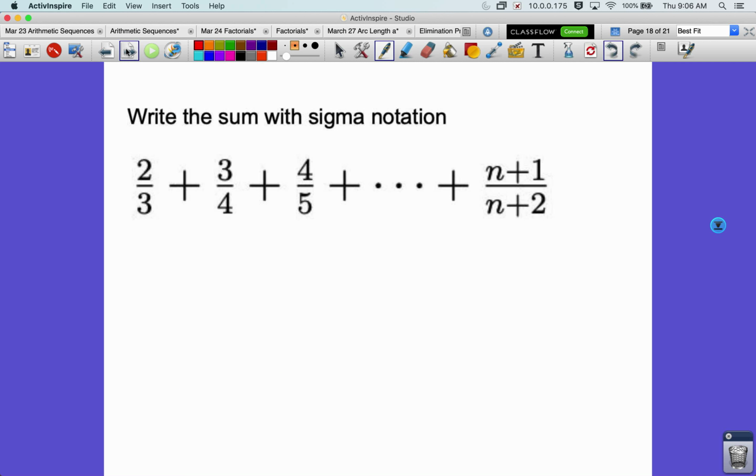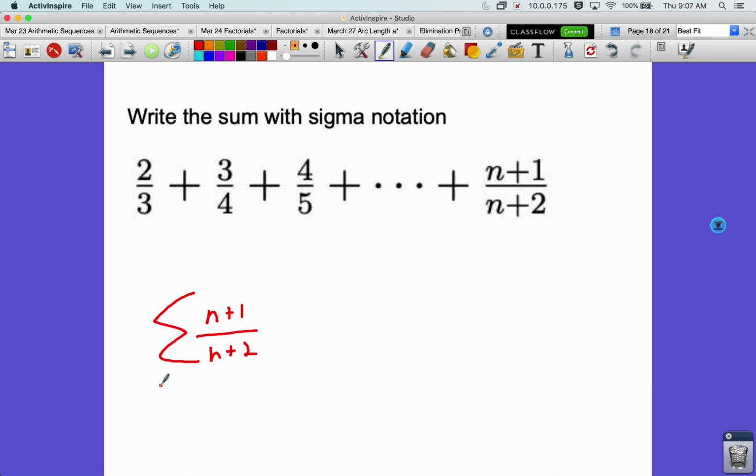So yeah, here's another one. Give you a second to copy it down. All right, so the endpoint here helps me out a lot because this basically is what my expression should look like. In fact, I could even use n plus 1 over n plus 2 as my sequence. Now I just have to figure out starting value and ending value.